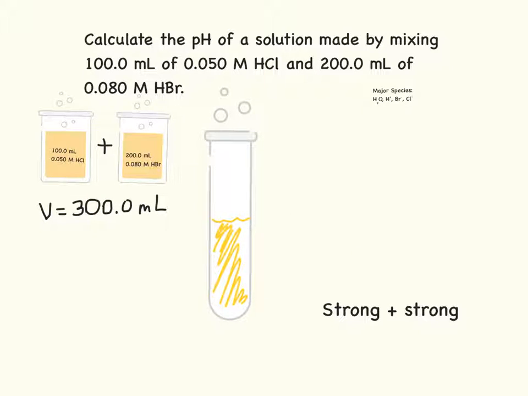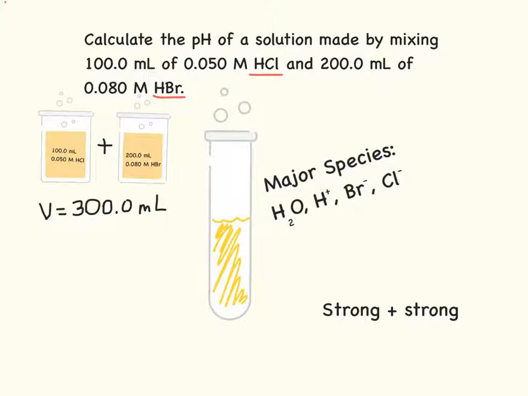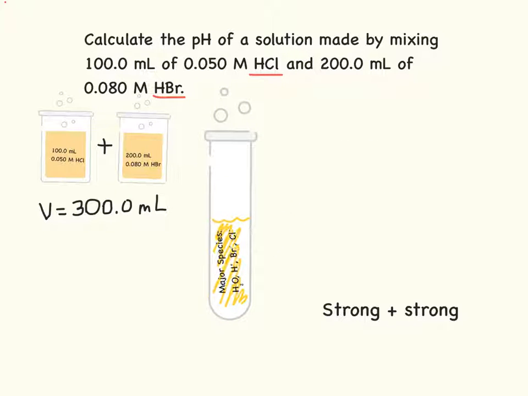As you look at what we have in solution, we have hydrochloric acid, a strong acid, and hydrobromic acid, a strong acid. So if we were to make a major species list, we would get water, our solvent, hydrogen ions from both acids, bromide ions, and chloride ions. Our interest lies in the hydrogen ions because that's what will give us the pH.